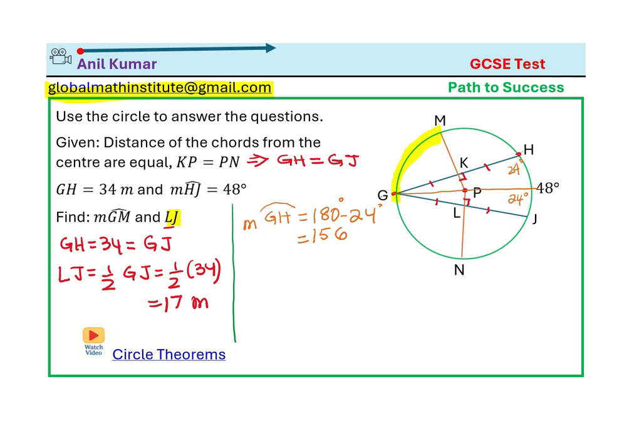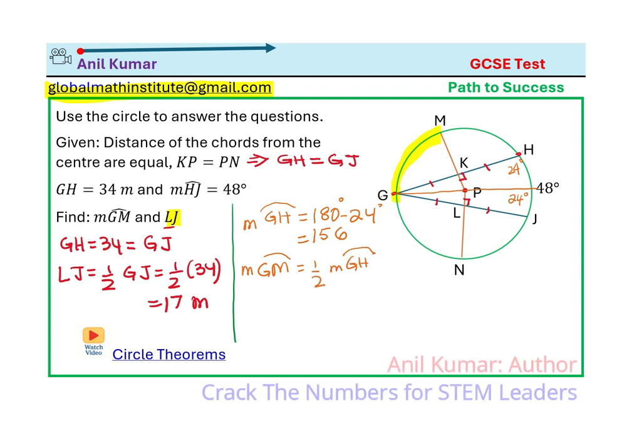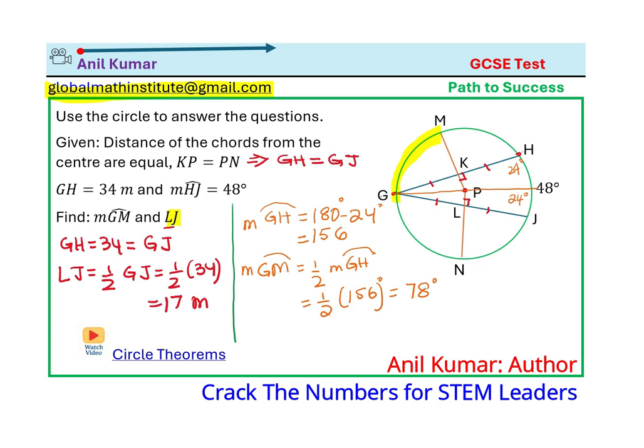Now, GM is half of this. So it should be half of 156. Makes sense, right? So 7 times 14 and then 8. 78. That is the measure of GM. It is not 90 degrees, right? Some of you may just quickly jump into this kind of a thing, which is not the case.